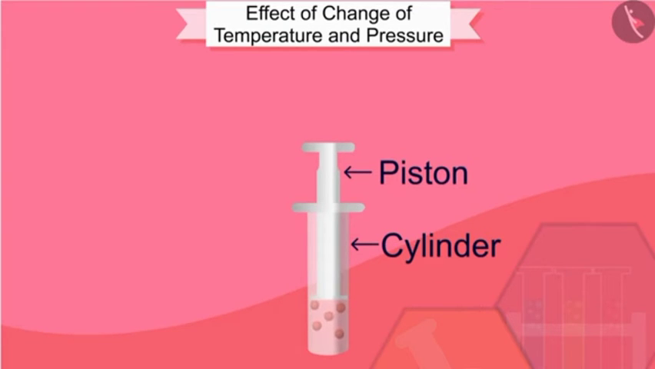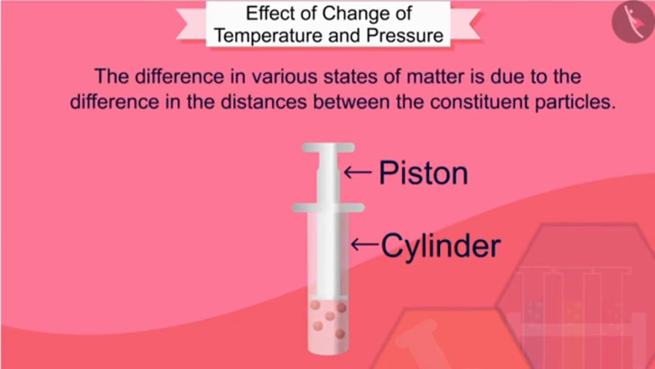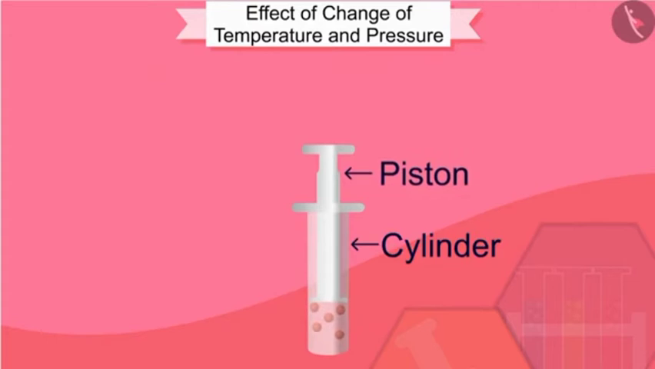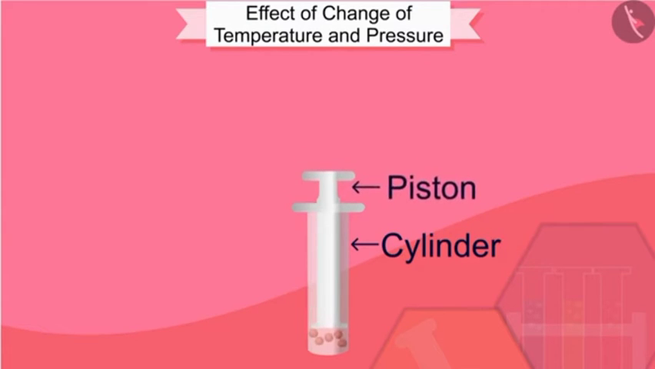We have already learned that the difference in various states of matter is due to the difference in the distances between the constituent particles. Therefore, you will see that on increasing pressure and compression, the gas particles come closer. If we keep increasing the pressure, this gas will be converted into liquid.